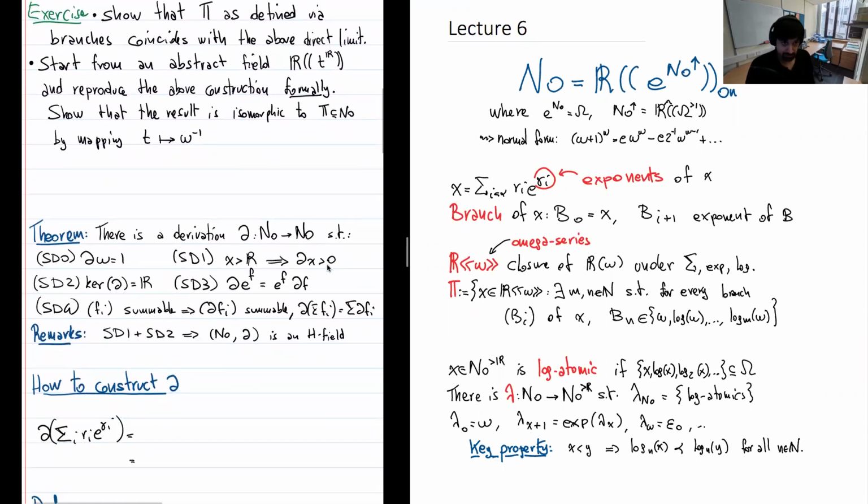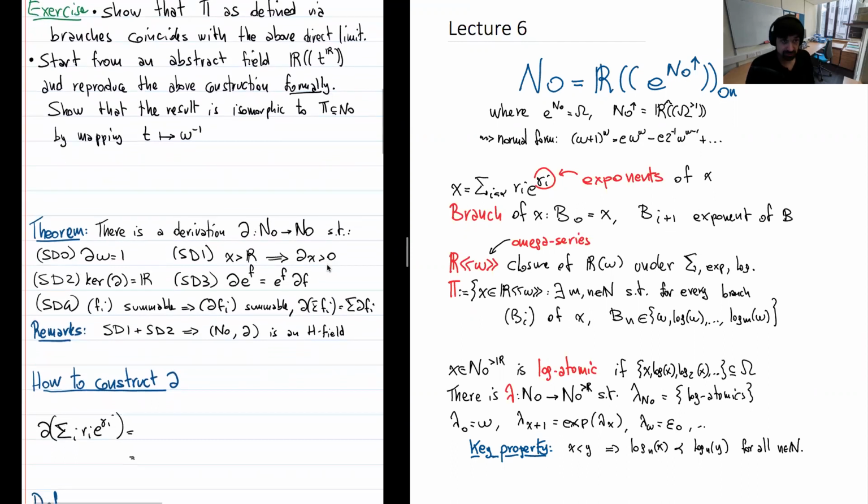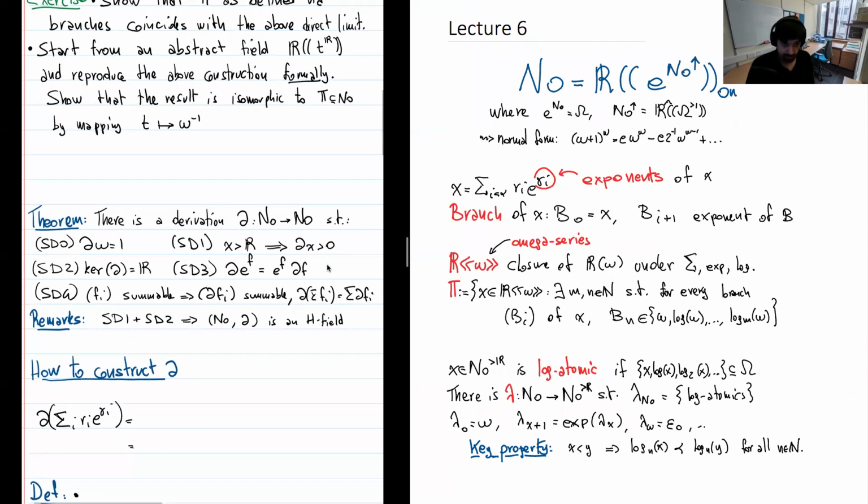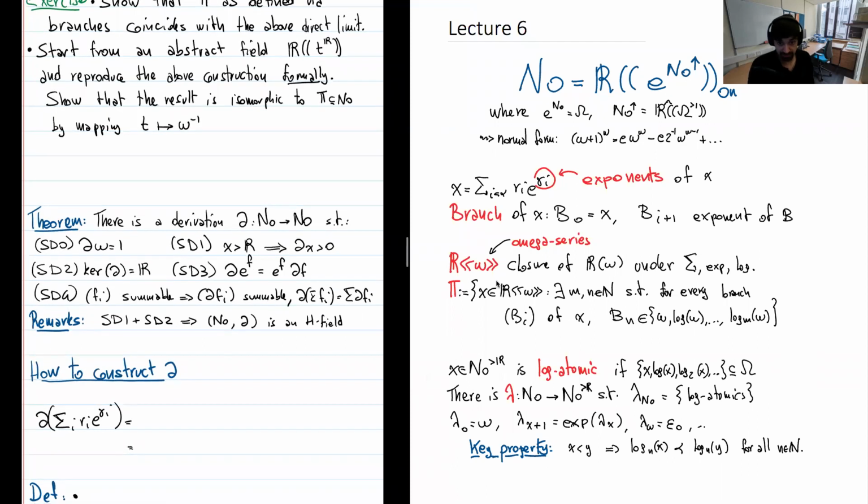Okay, so now let me move on to the next topic, the key topic of this course, I would say. This is sort of a central thing, which is a nice property of the field of transseries T, that its theory as a differential field is really nice. It's model complete, and so you heard about the intermediate value property for differential polynomials, for example.